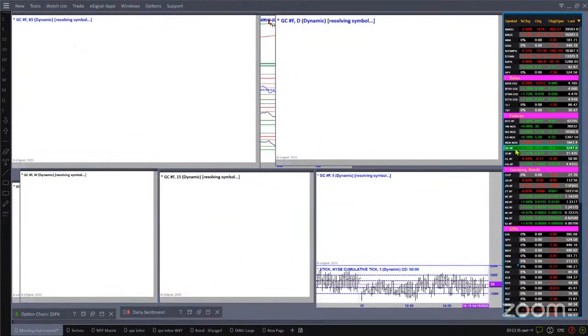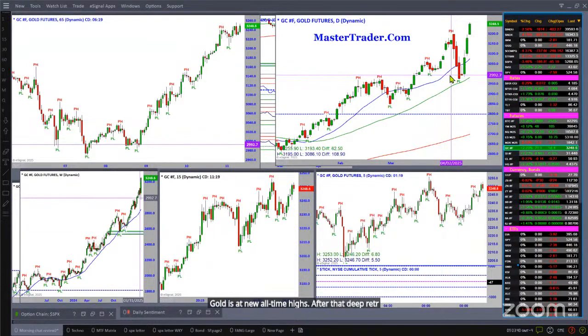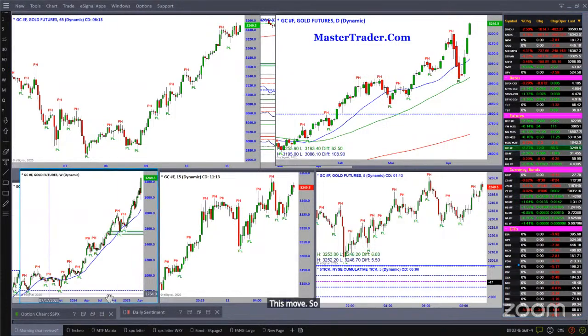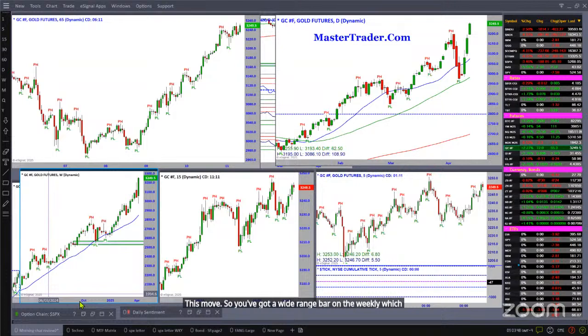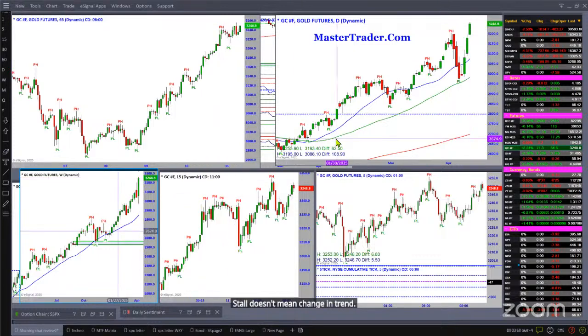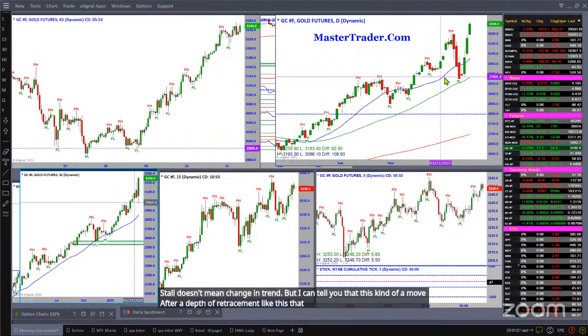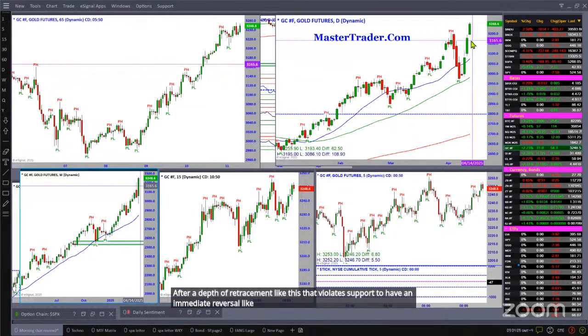Gold is at new all-time highs after that deep retracement. And this move, so you got a wide range bar on the weekly, which is suggestive that things would stall soon. Stall doesn't mean change in trend. But I can tell you that this kind of a move, after a depth of retracement like this that violates support, to have an immediate reversal like that suggests it's going to go higher. And it's a new all-time high.